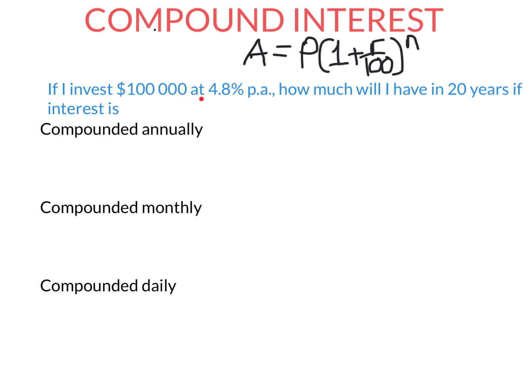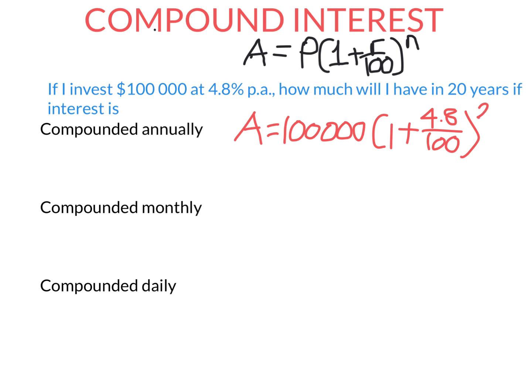If I invest $100,000 at 4.8% per annum, how much will I have in 20 years if interest is compounded annually? Well, we're just going to use the formula A equals P. P this time is 100,000, multiplied by 1 plus 4.8, the rate, over 100, and then we raise to the power of 20. This is just saying we have 100,000 and the amount is increasing by 4.8% year on year. So after 20 years, we'll have this amount.